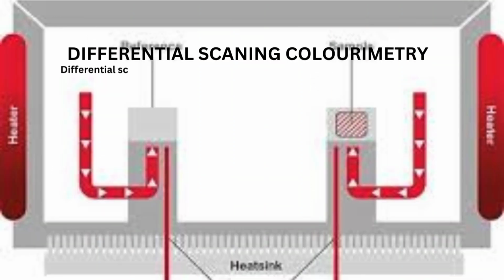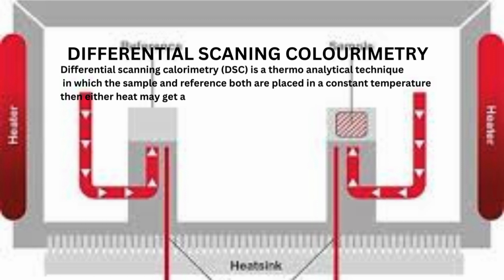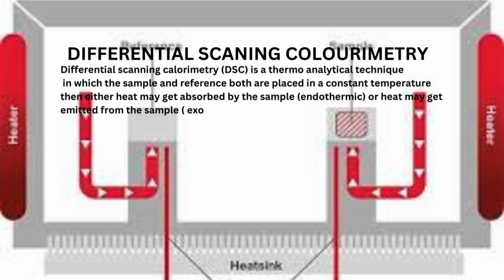The second one is called DSC, that is differential scanning calorimetry. It is a thermoanalytical technique in which the sample and the reference both are placed at a constant temperature. Then either heat may get absorbed by the sample, which is called endothermic, or heat may get emitted from the sample, which is called exothermic. Then the difference in the amount of heat energy required to increase the temperature of the sample and the reference is measured as a function of temperature. Both the sample and the reference are maintained at a constant temperature throughout the experiment.